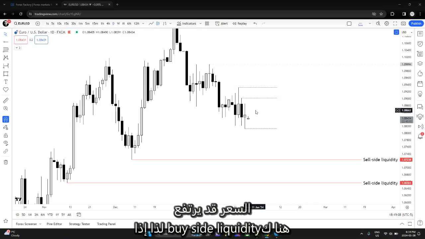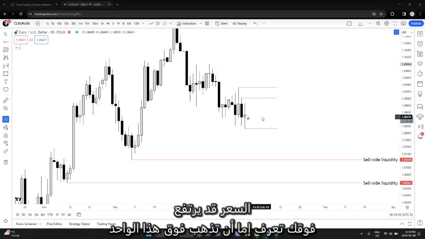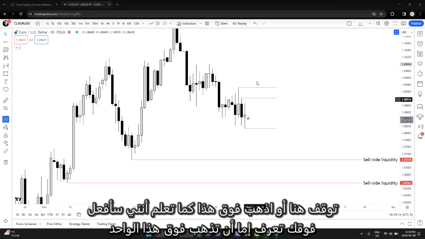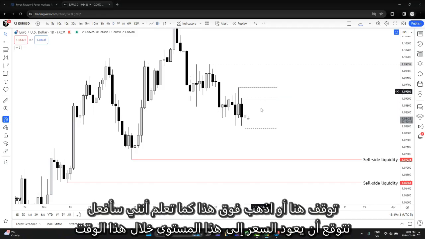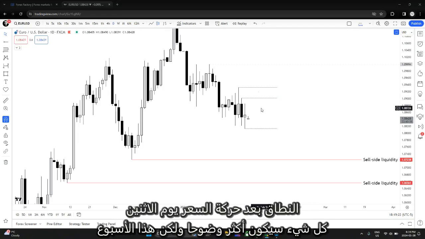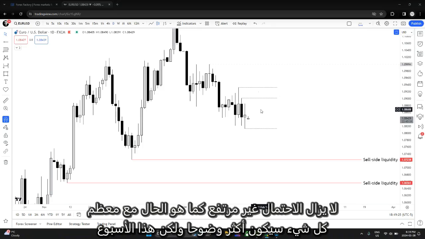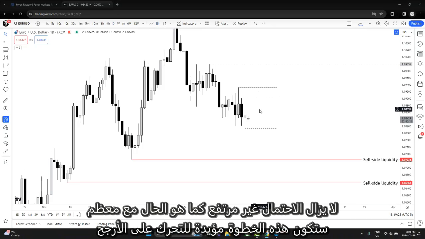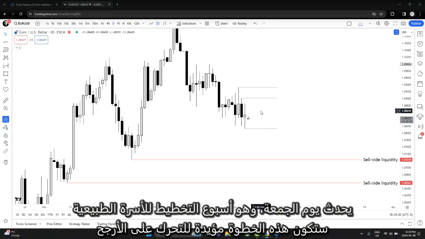So if price could either go above this one stop here or go above this, I'll expect price to come back within this range. After Monday's price action, everything will be clearer, but this week still isn't high probability, as most of the move will probably take place on Friday.